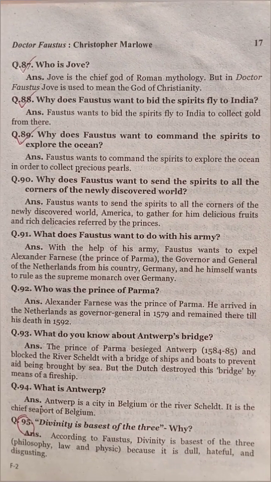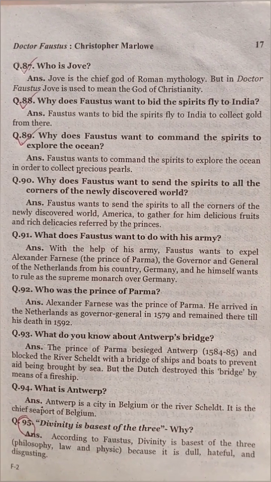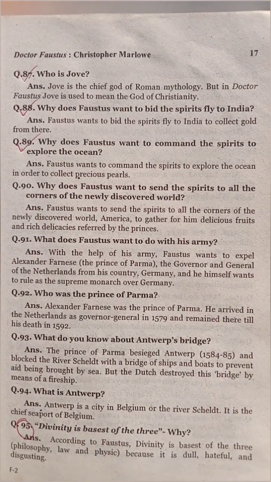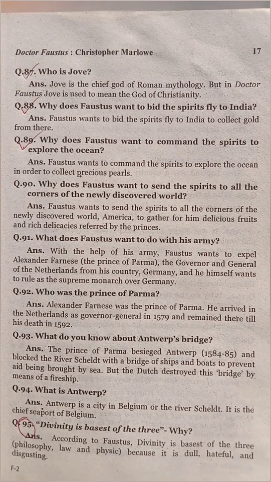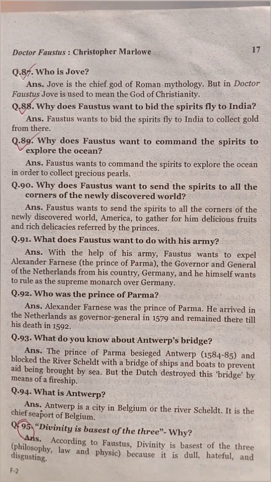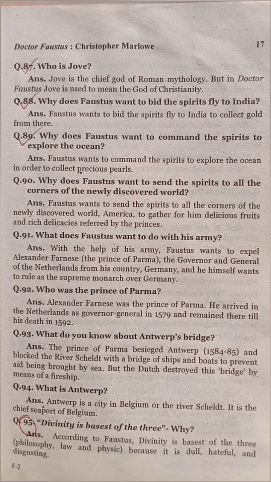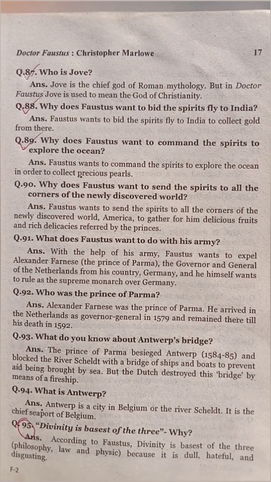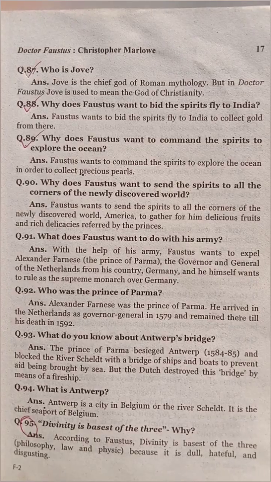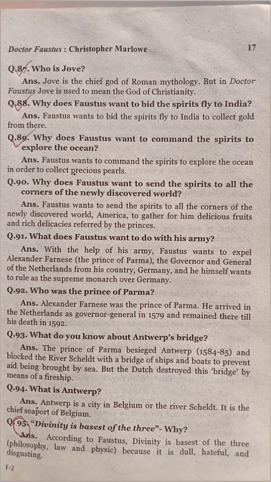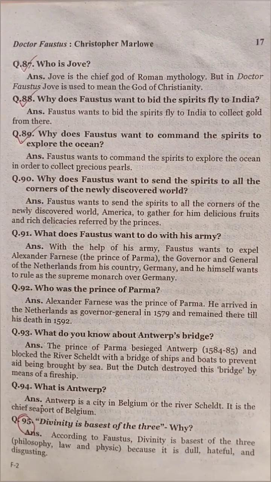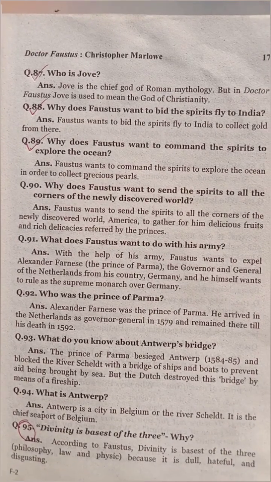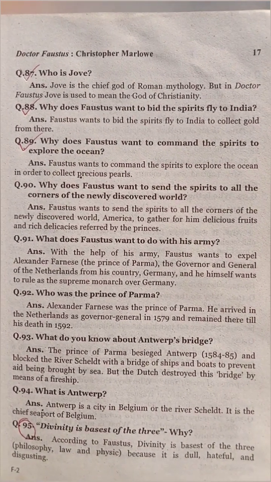91. What does Faustus want to do with his army? With the help of his army, Faustus wants to expel Alexander Farnese, the Prince of Parma, governor and general of the Netherlands, from his country Germany, and he himself wants to rule as the supreme monarch over Germany. 92. Who was the Prince of Parma? Alexander Farnese was the Prince of Parma. He arrived in the Netherlands as Governor General in 1579 and remained there till his death in 1592.